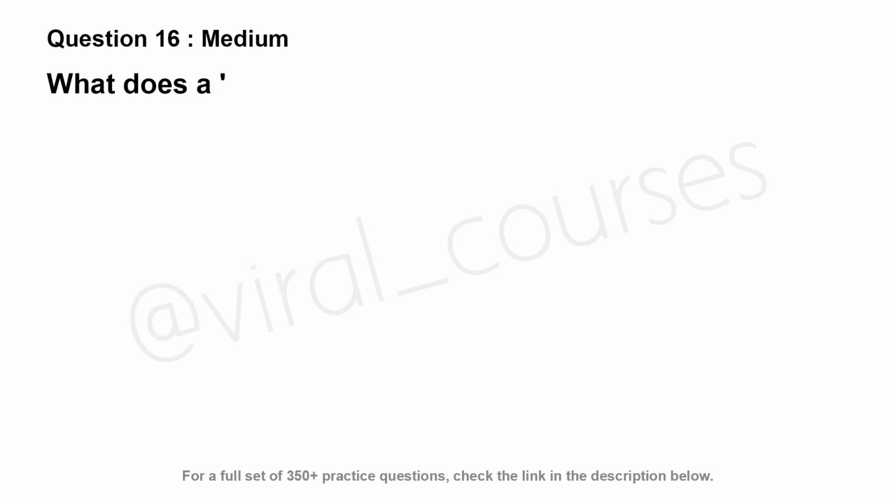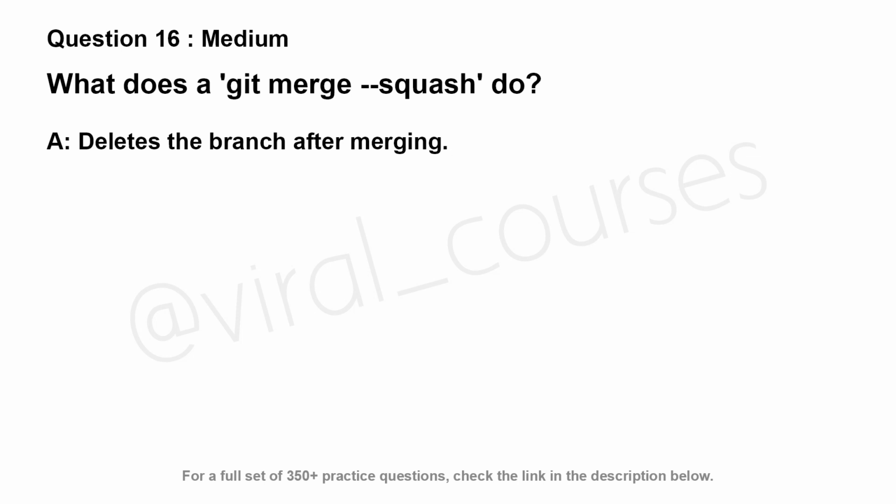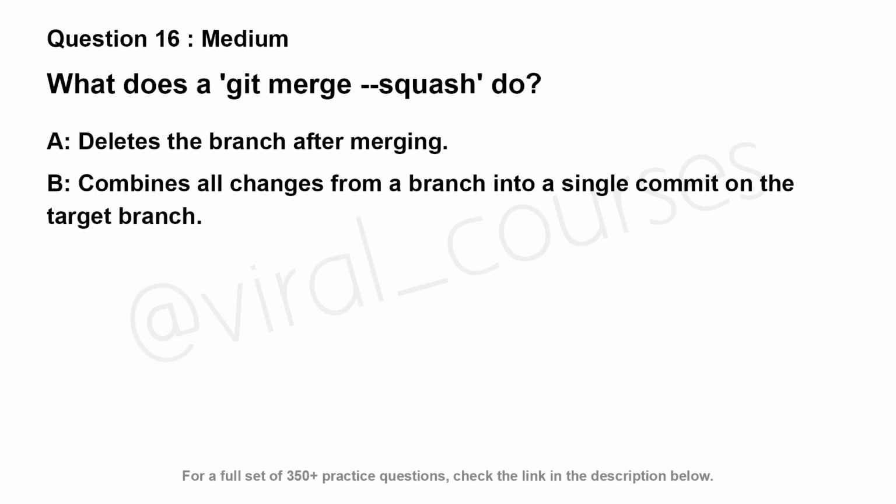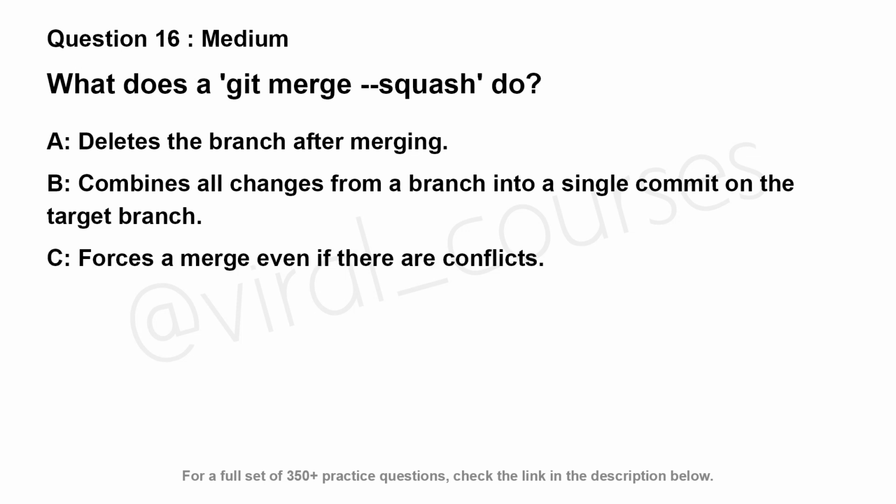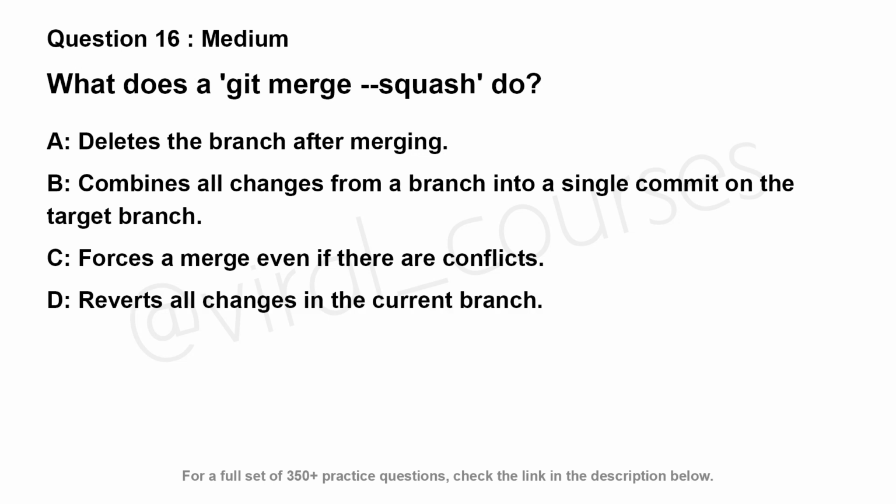What does a git merge squash do? Option A. Deletes the branch after merging. Option B. Combines all changes from a branch into a single commit on the target branch. Option C. Forces a merge even if there are conflicts. Option D. Reverts all changes in the current branch.